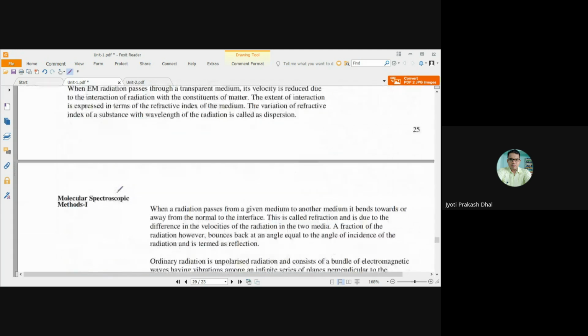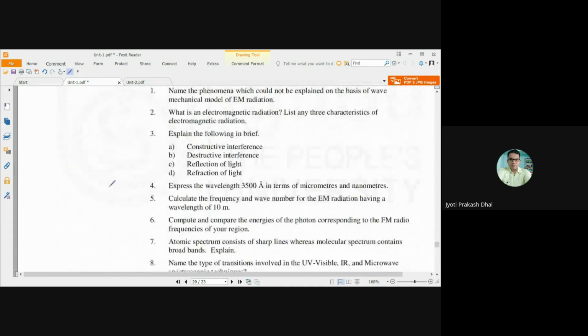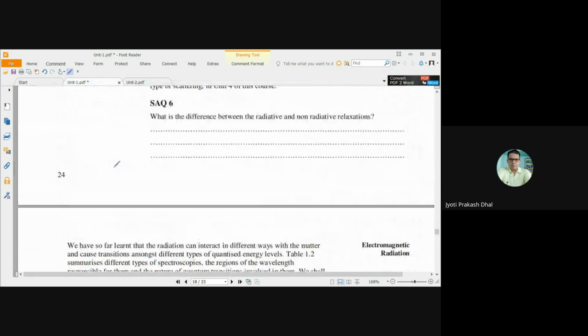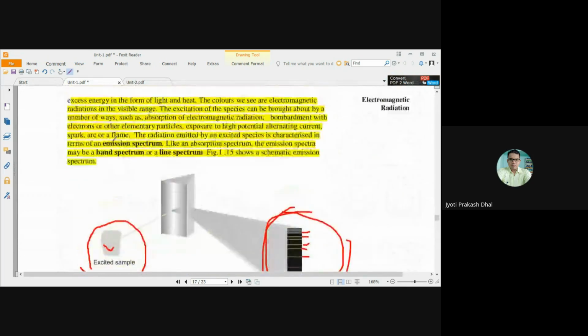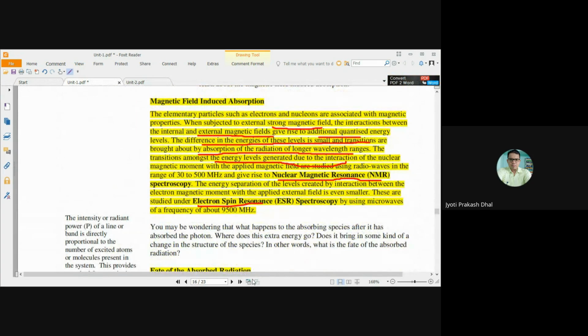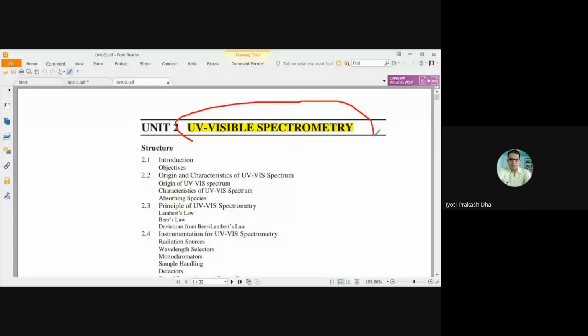So this is about the introduction part, and after the introduction, we will move to the detailed discussion of various types of spectroscopy. The first chapter after the introduction is UV visible spectra or UV visible spectrometry. So now we'll discuss UV visible spectrometry. So unit 2 is UV visible spectrometry.